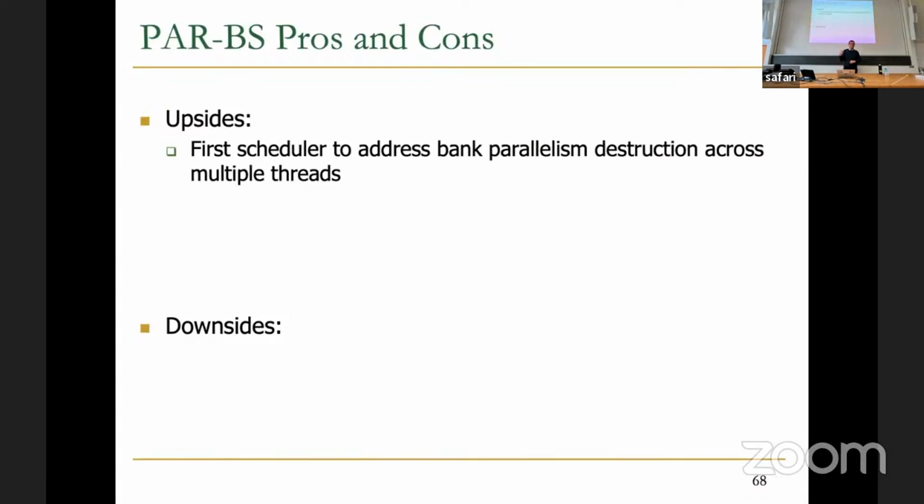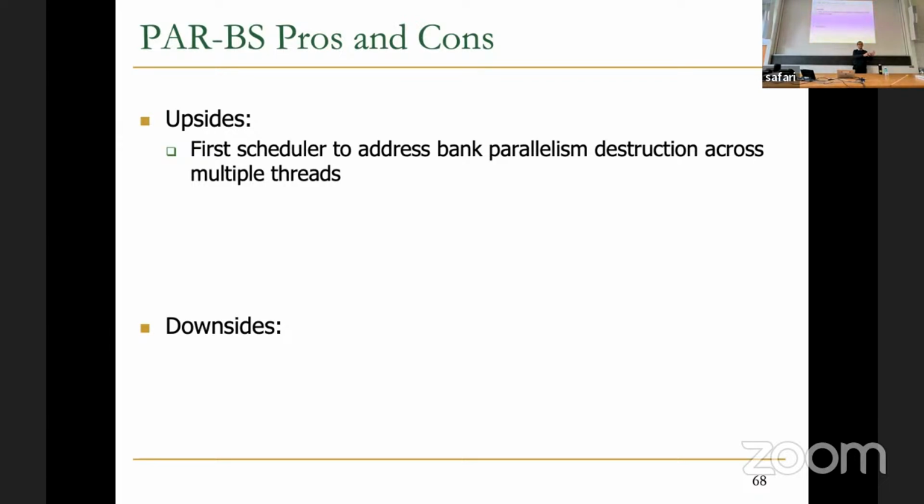This is actually the first scheduler to address bank parallelism destruction across multiple threads, which is a very interesting observation. Interestingly, the reviewers were very open-minded when they reviewed this paper. They said, this is a great idea, and this is the first time I'm seeing something like this, meaning the memory controller considering what's happening in the core and trying not to destroy what the core is trying to do. Cores are designed very heavily to enable memory level parallelism. You go through all of this pain in the cores to design this out of order execution window such that you generate more requests to memory.